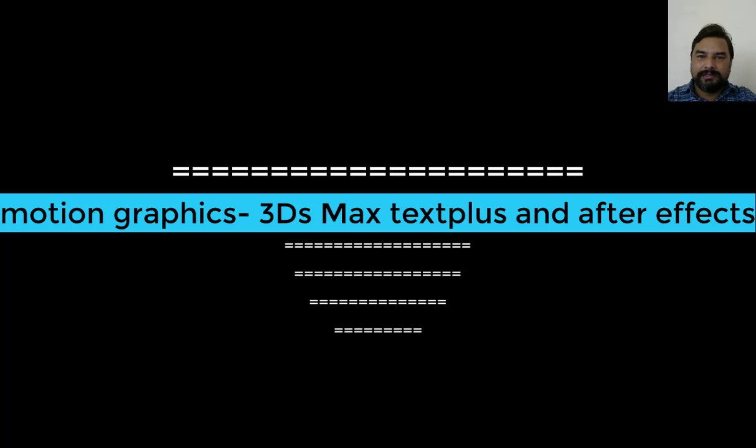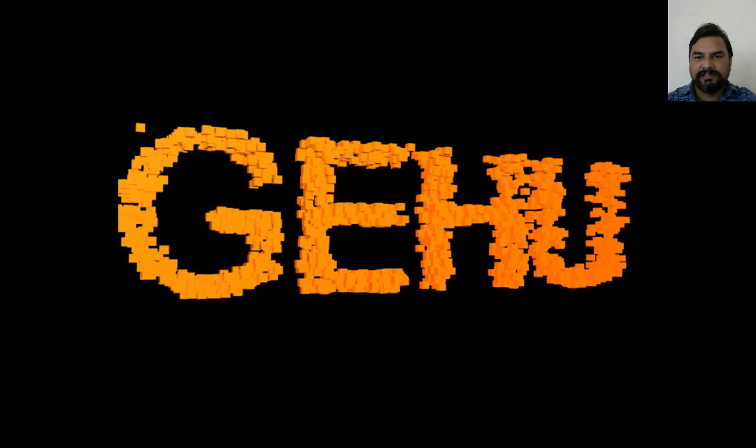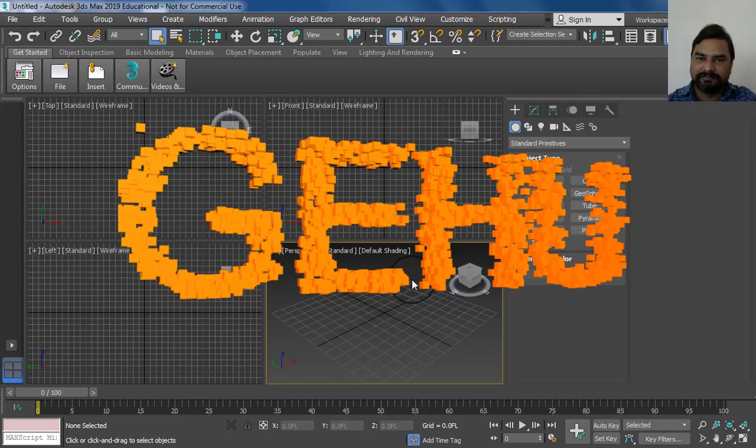Students, today's topic is text animation for motion graphics, and we will use 3ds Max. We will see how to create text in 3ds Max, how to animate it and create motion for this text, and finally output it for motion graphics. First open your software, 3ds Max, and we can create a text for a title or anything else.